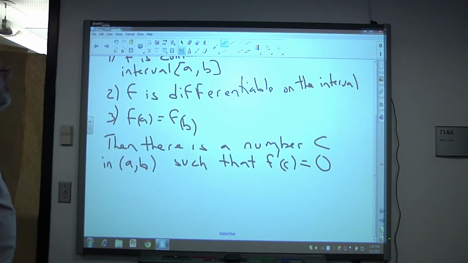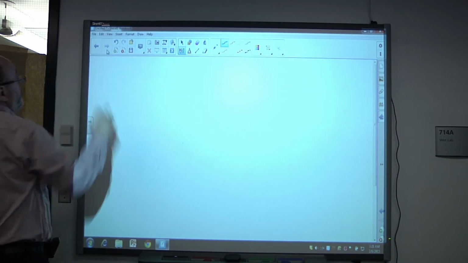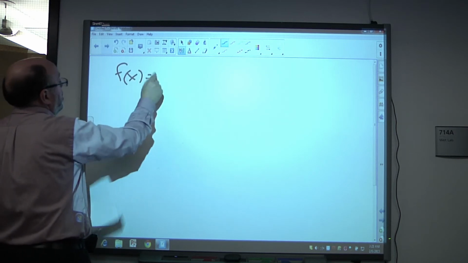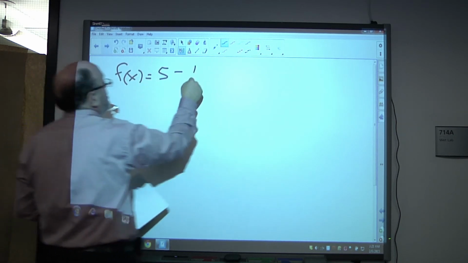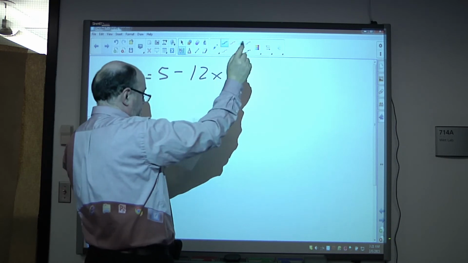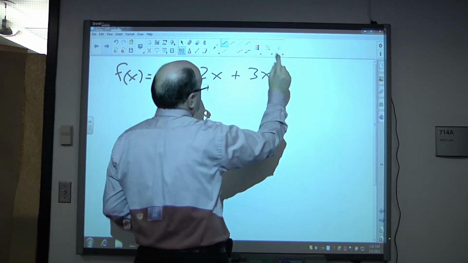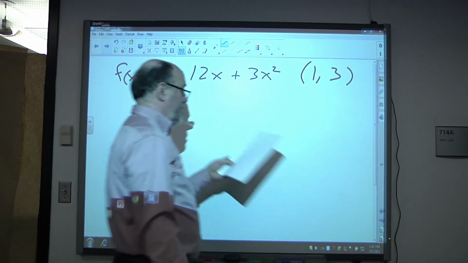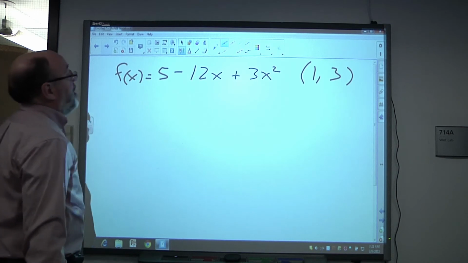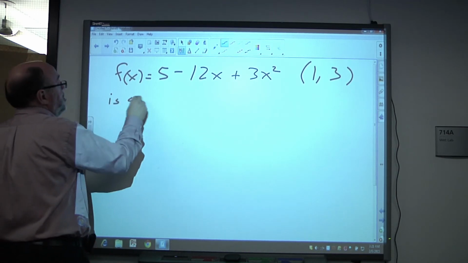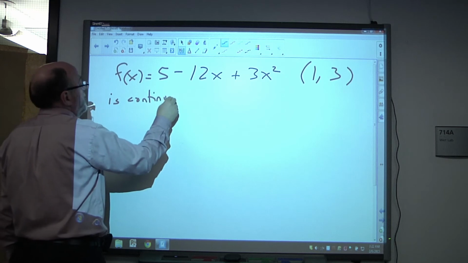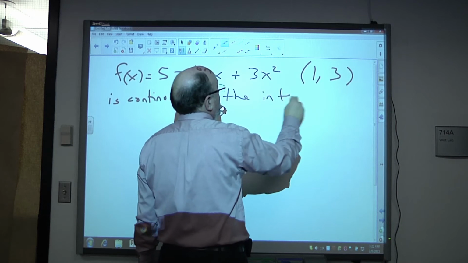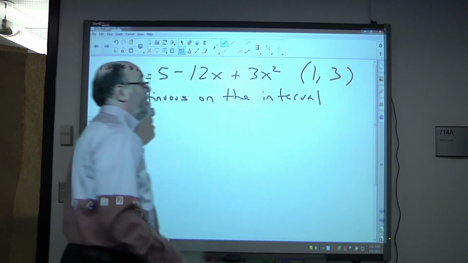So let's go through an example of how this works. So let's look at this problem. Right? So f of x is equal to 5 minus 12x plus 3x squared, and my interval is from 1 to 3. So first off, again, it is continuous on the interval. I can plug in all those numbers, and I get a value. So we're fine there.